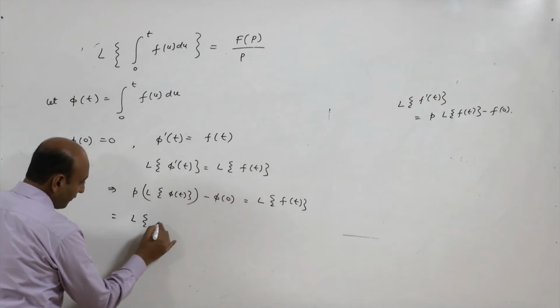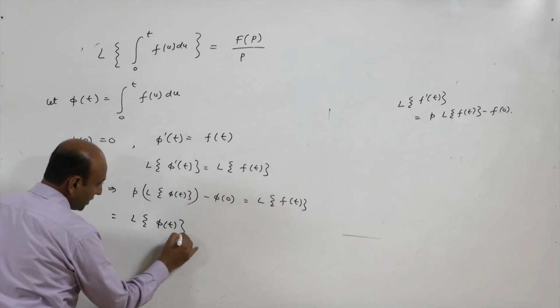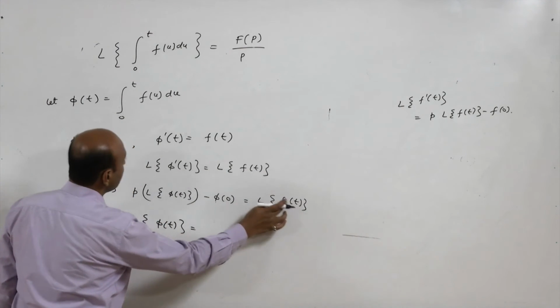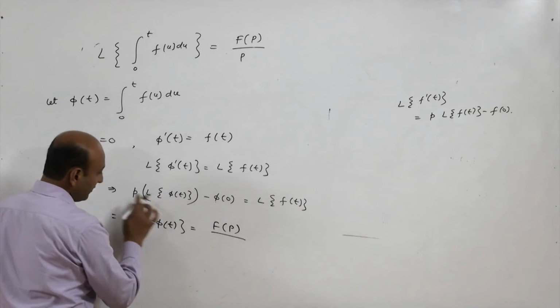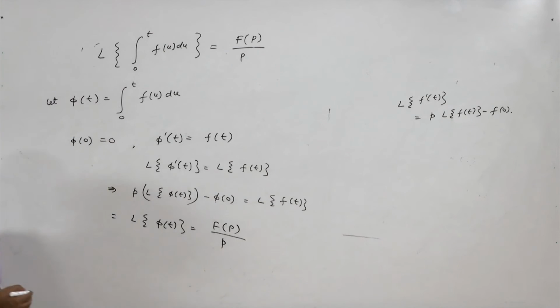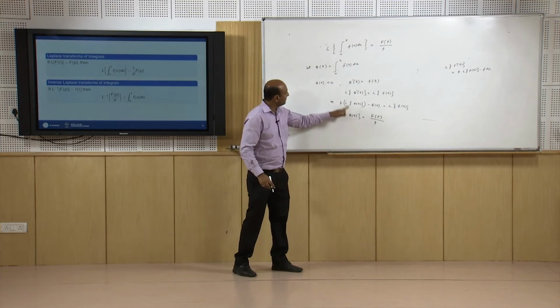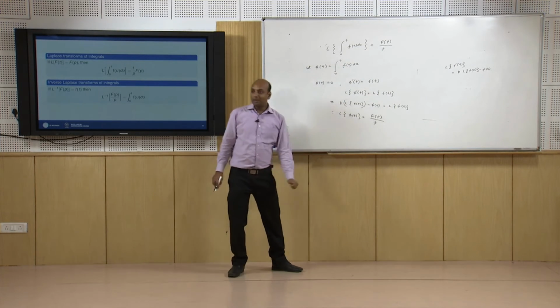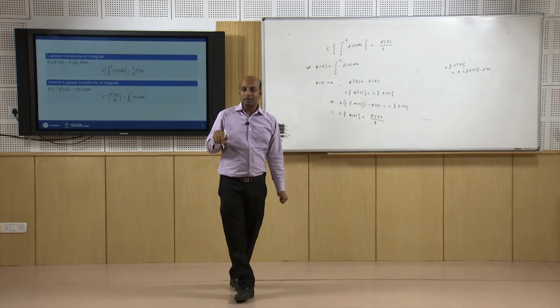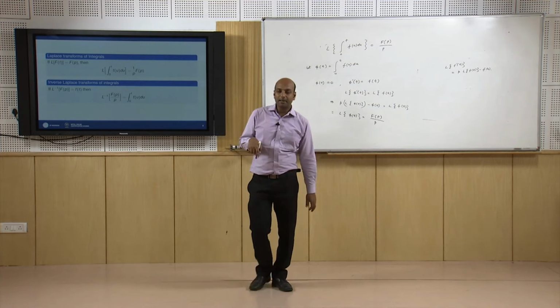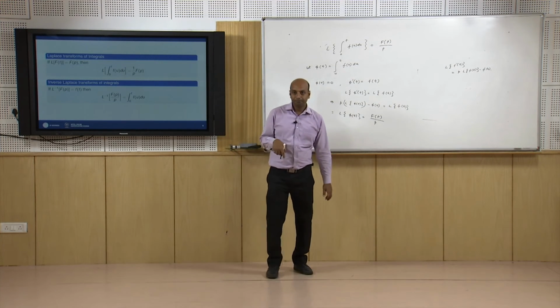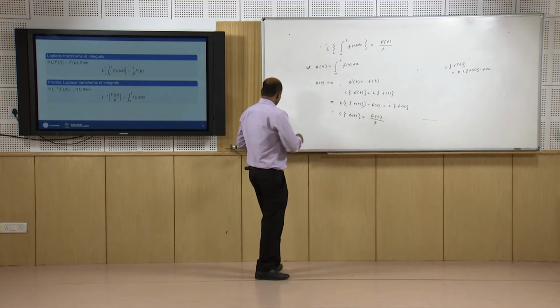So, Laplace transform of phi t is nothing but Laplace transform of f t, which we are taking as F p. So, it is F p, and this p will come in the denominator, so divided by p. And phi t is nothing but this expression. So, Laplace transform of integral 0 to t f u du is nothing but F p by p, where F p is Laplace transform of f t.